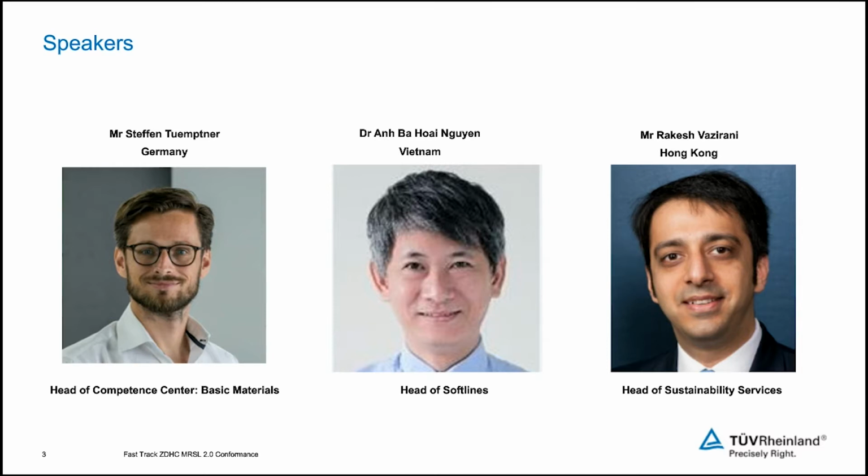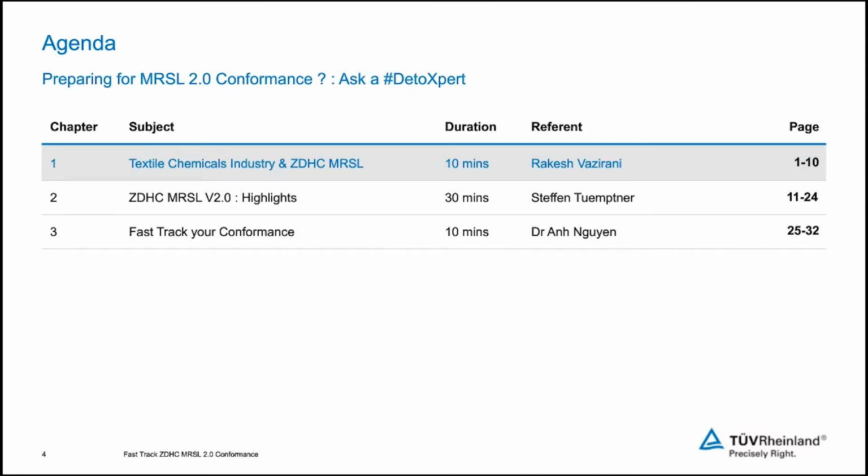We'll go through today's webinar in 3 sections. So let's start off looking at the big picture about the chemical industry's risks and opportunities and connections with the textile industry.